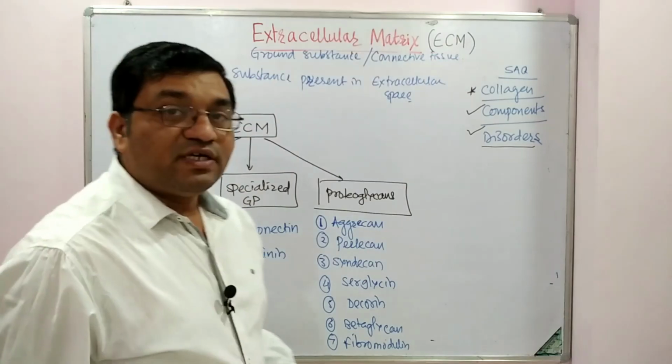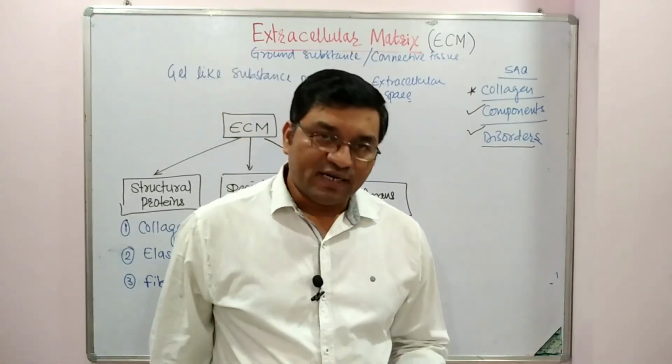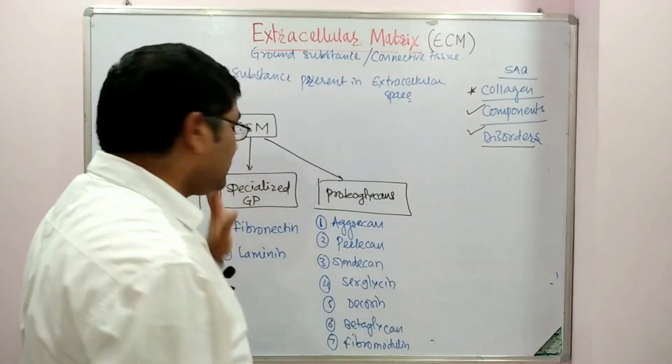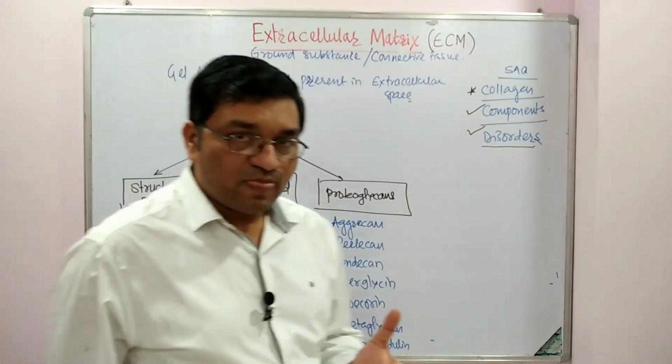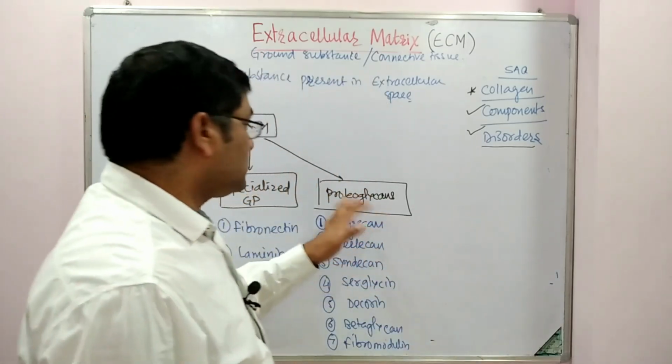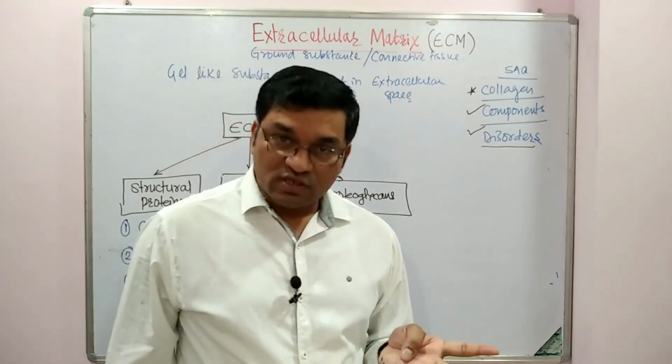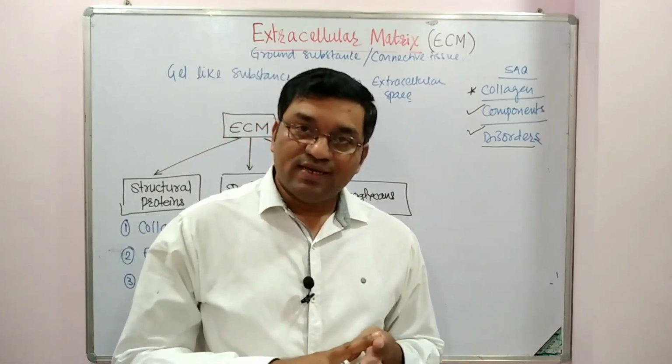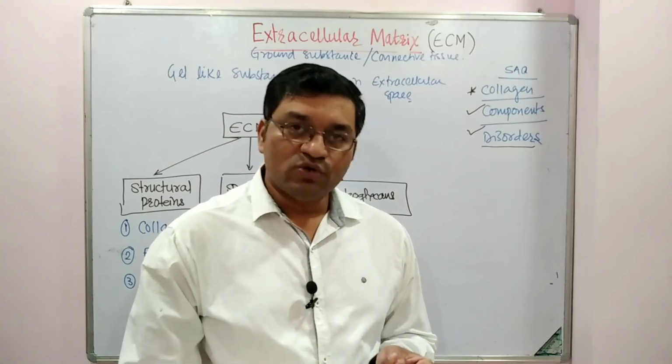Now, what are the various components of extracellular matrix? It is divided into three types: first, structural proteins; second, specialized glycoproteins; and third, proteoglycans.